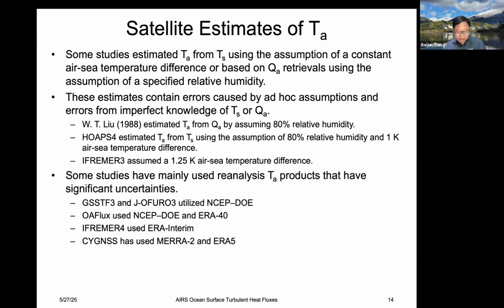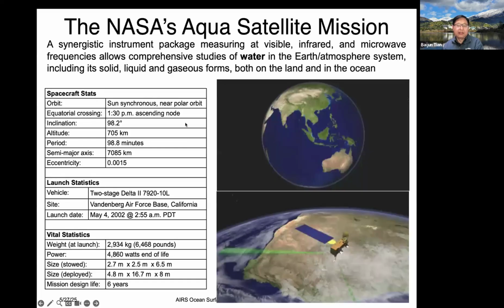So since there are such large uncertainties for the satellite measurements of T sub A and Q sub A, that's the major source of error for the satellite-derived ocean surface flux datasets. And that's why we can see people using different sources, using different retrievals of T sub A and Q sub A, to improve the ocean surface flux product. And that's why we are coming to the AIRS data.